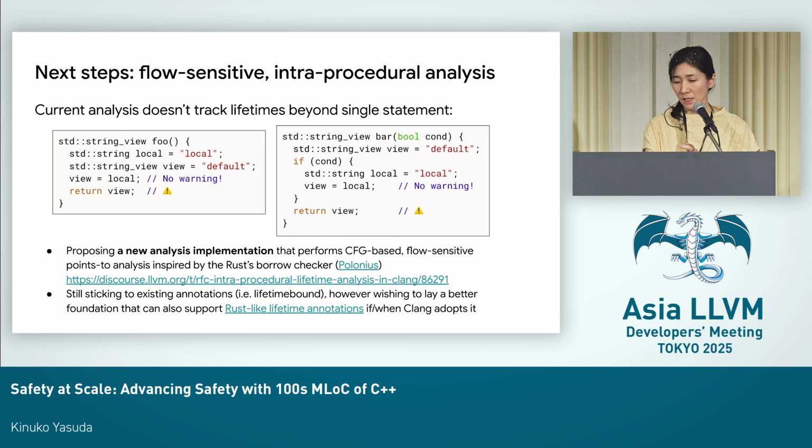This new model can express more advanced lifetime relations, even beyond the current annotation syntax. And we believe that this will make it easier to extend the annotation in the future, maybe to a more expressive one, like Rust-like lifetime annotations. You can find our RFC on Discourse, and we'd love to hear the community's thoughts there.